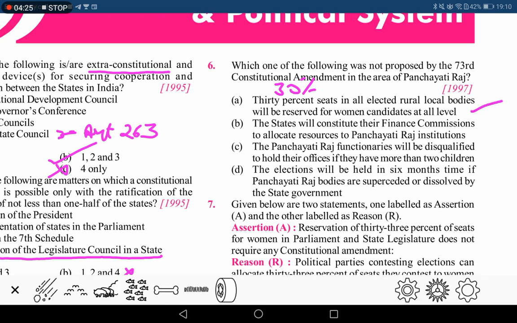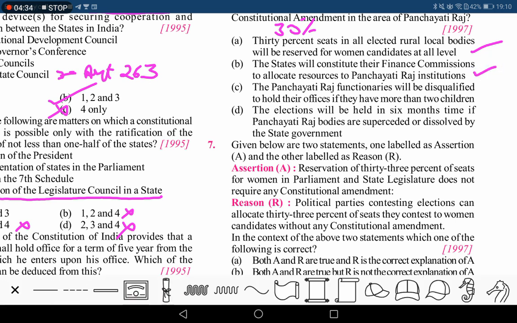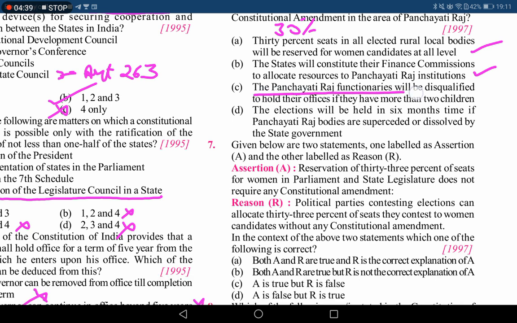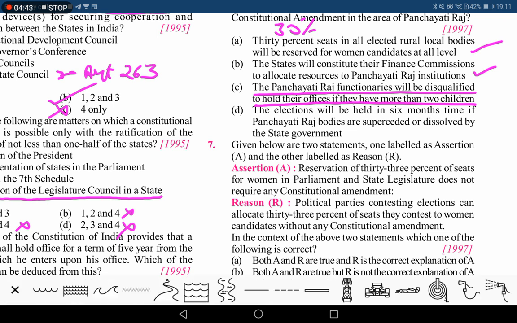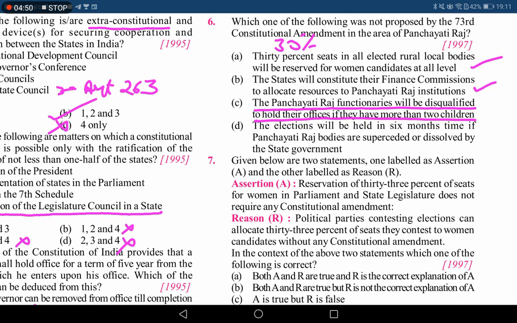Next option. The states will constitute their finance commissions to allocate resources to the Panchayati Raj institutions. This is also correct. The Panchayati Raj functionaries will be disqualified to hold their offices if they have more than 2 children. Okay, this is not mentioned, but it is followed in certain states, like in case of Rajasthan. But this is not something which has been brought about by the 73rd constitutional amendment. This is a norm that is applied in Rajasthan, Haryana, MP, Odisha and Andhra Pradesh. So option number C will be the correct answer.